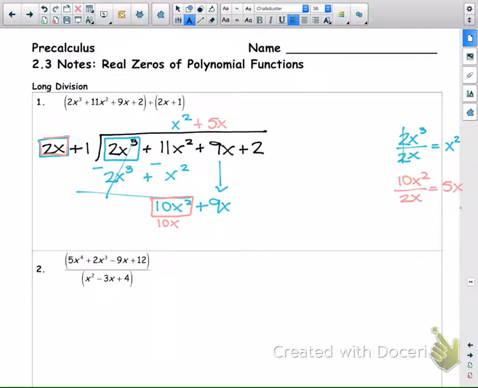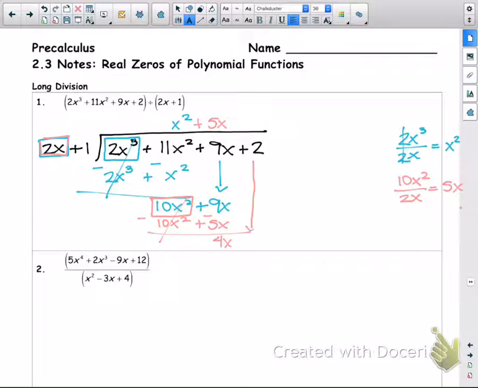10x squared. That should always be like that because that first term's always going to cancel out. 5x times 1 now will give me what? 5x. And what do I do with these two? We subtract. My 10x squareds cancel. 9x minus 5x gives me what? 4x. And then for our last step, what do we do?